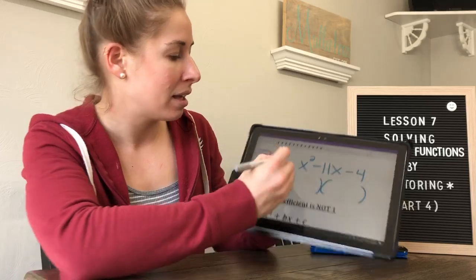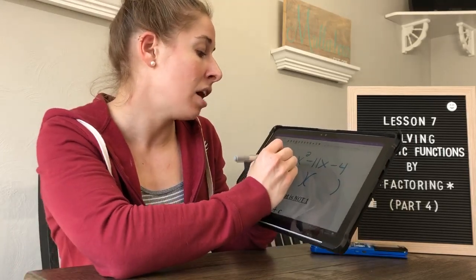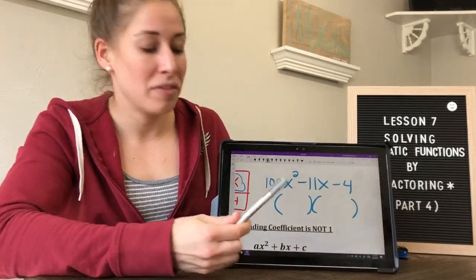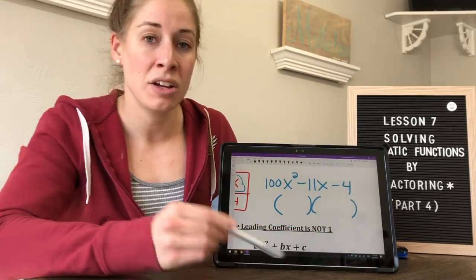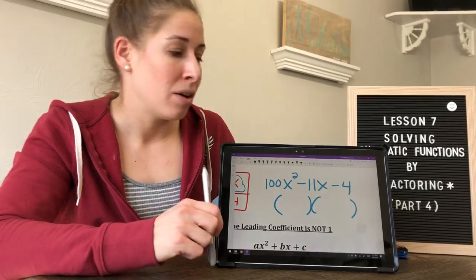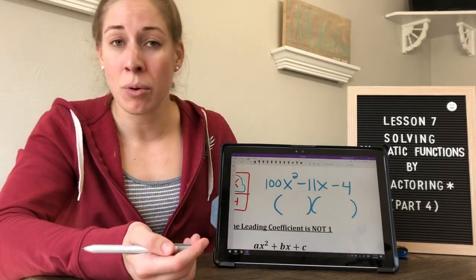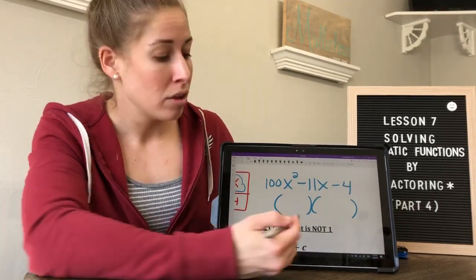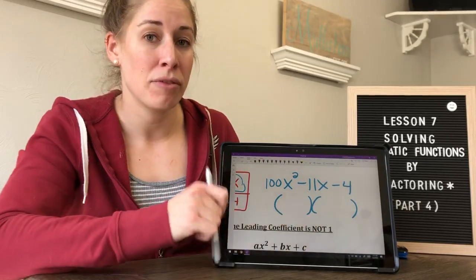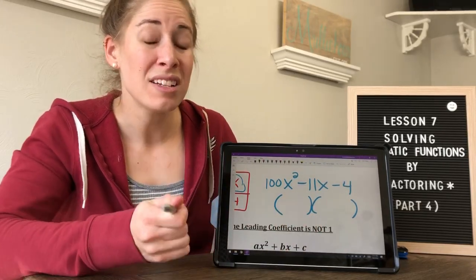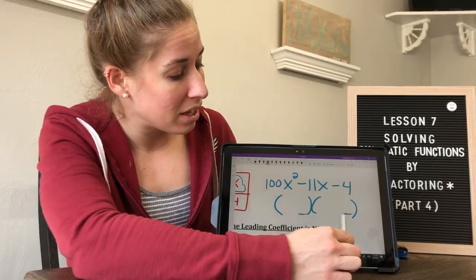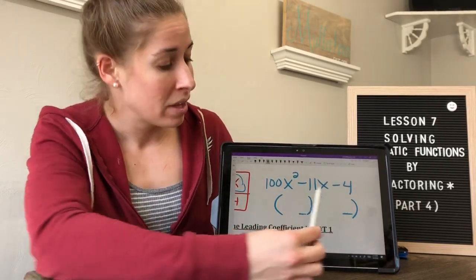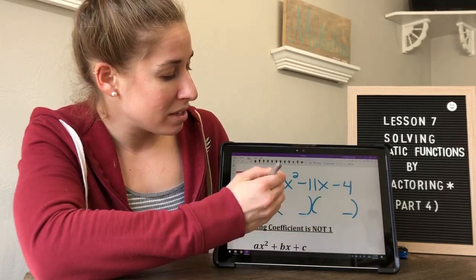But can you imagine if we had like 100 here? We would have to figure out all the different combinations that would multiply together to give us 100. 10 and 10, 1 and 100, 25 and 4, okay, 20 and 5. Those would all be different combinations for the first times the first. So that's a lot of guess and check there, but not to mention you also need to know what the last times the last is. And in this case, they were giving us negative 4.